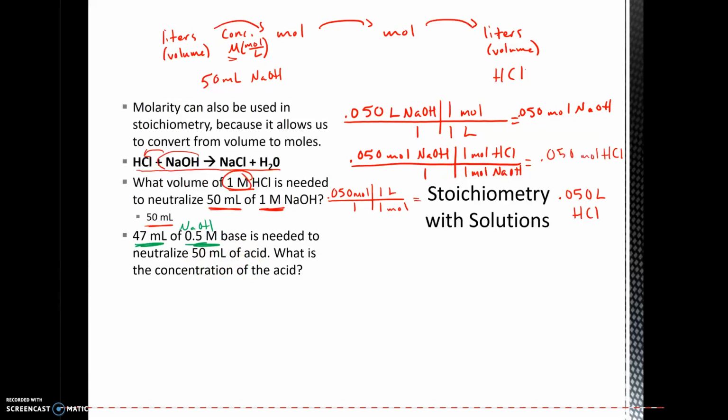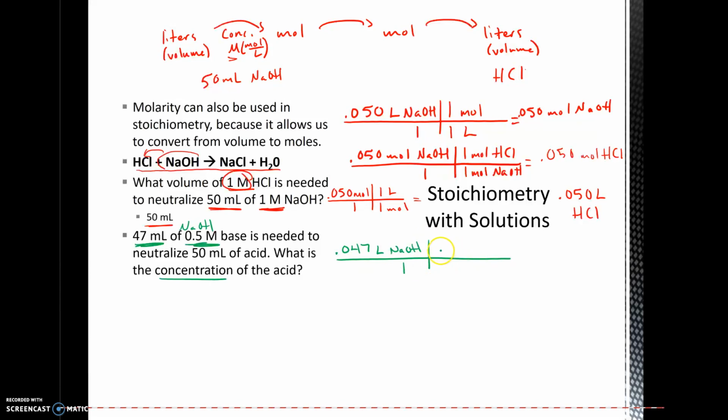So we start with a slightly different question here. Now we're asked to find the concentration, which is a little bit different, but it's still very doable with what we're doing. So we're going to start with a volume just like we did last time, our 47 milliliters or 0.047 liters of NaOH, and we're going to divide by the concentration just like we did in the last step.